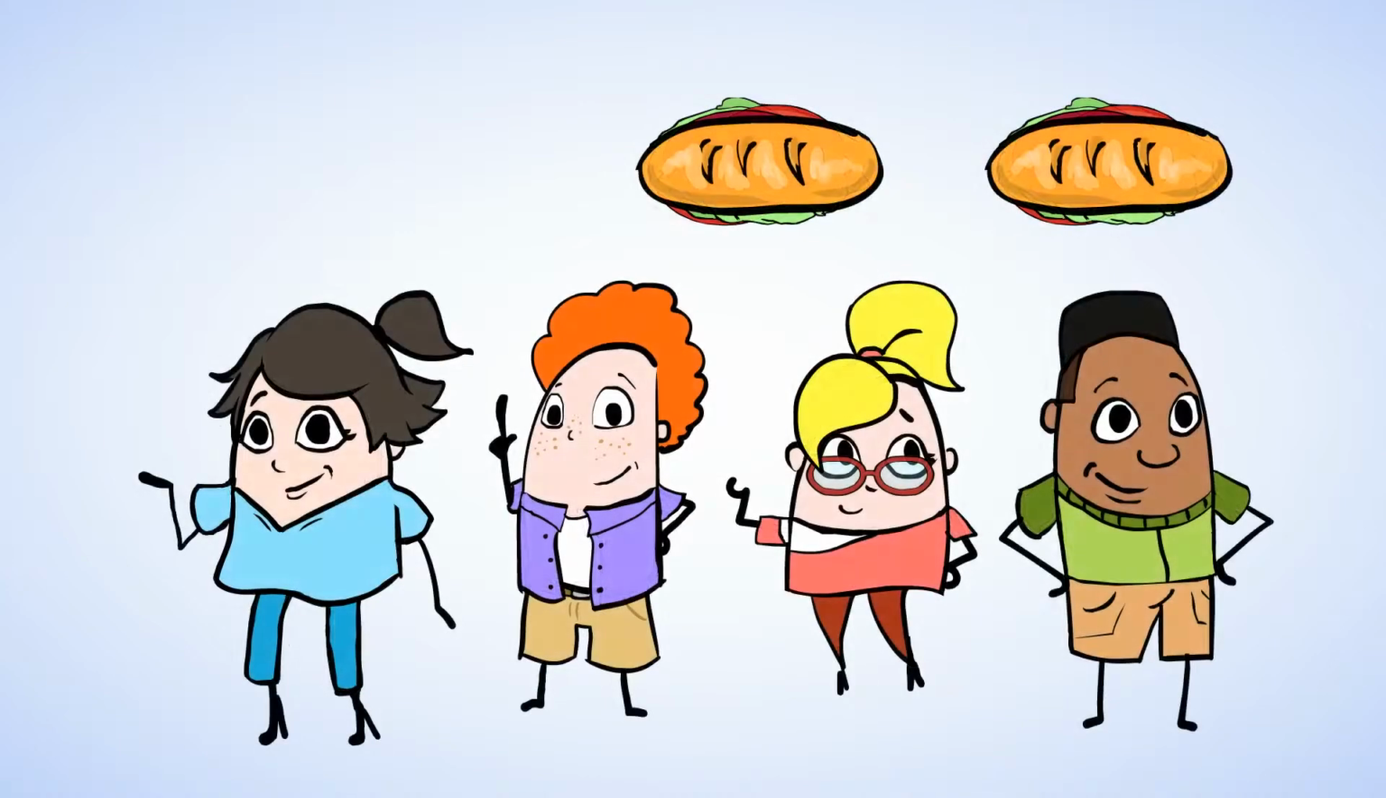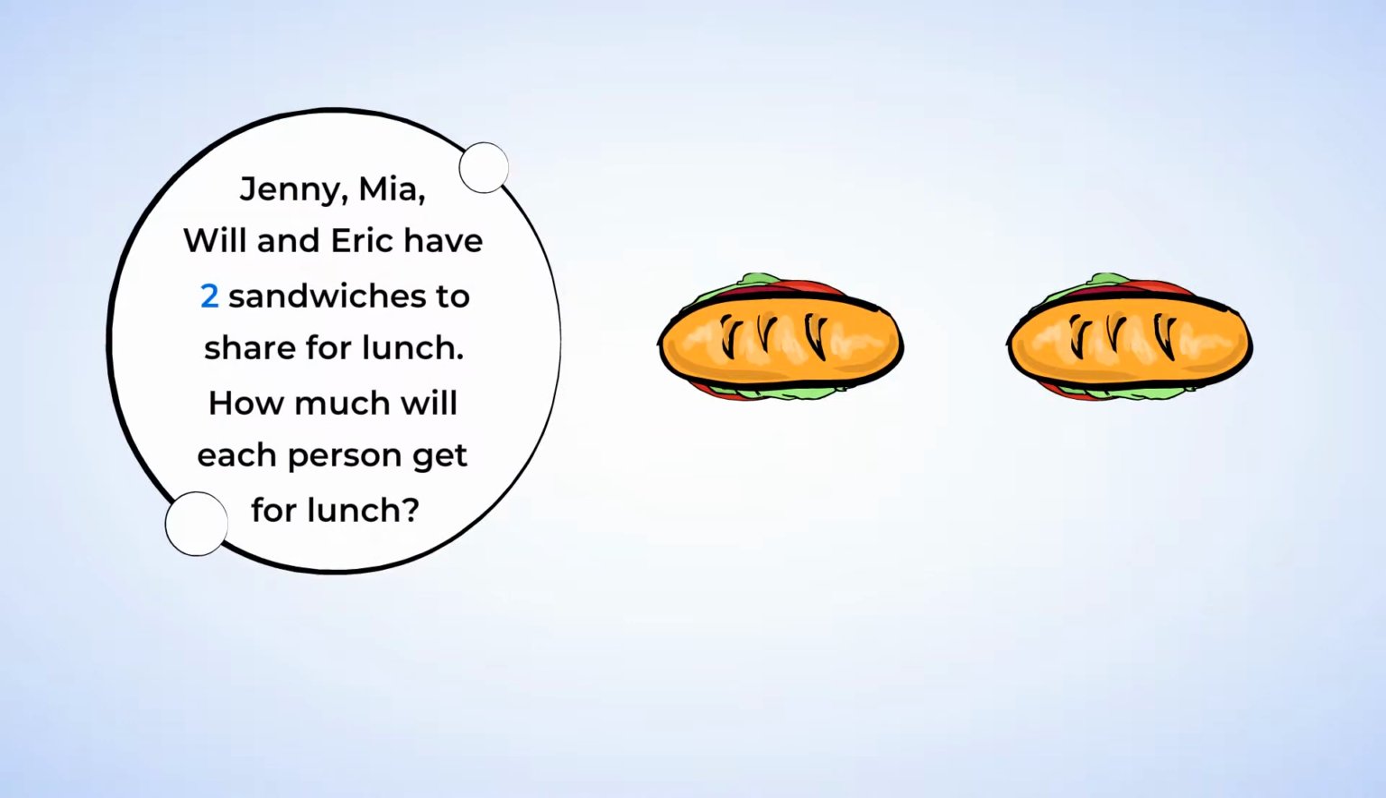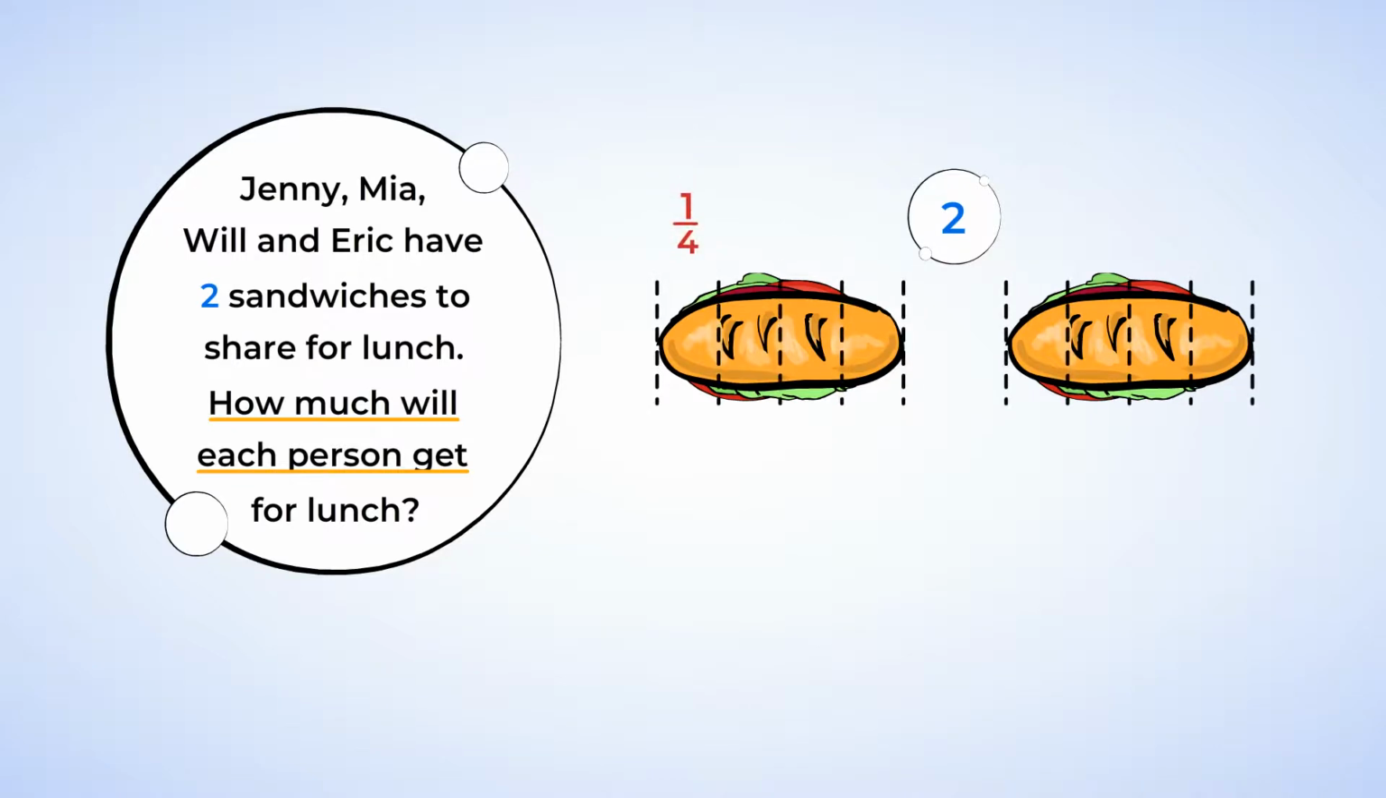Ooh, look at those sandwiches. Must be lunchtime. Jenny, Mia, Will, and Eric have 2 sandwiches to share for lunch. How much will each person get? Well, since there are 4 friends, we can split each of the 2 sandwiches into fourths. And each person can get 1/4 of each sandwich. Now, since there are 2 sandwiches, each person will get 2 1/4s.